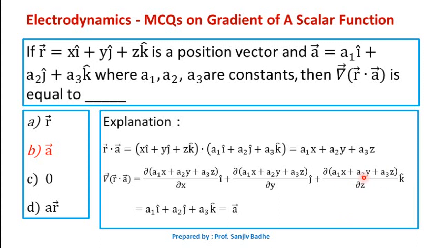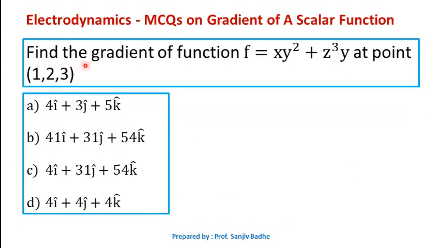x and y will be treated as constants, and the differentiation will result in a3, and therefore the gradient of r bar dot a bar can be obtained as a1 i cap plus a2 j cap plus a3 k cap, and this is nothing but the given vector a bar. So the correct option is option B.